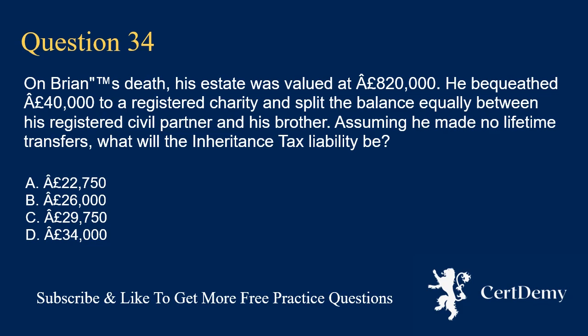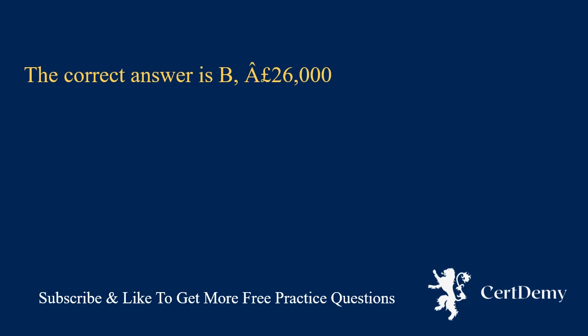Question 34. On Brian's death, his estate was valued at £820,000. He bequeathed £40,000 to a registered charity and split the balance equally between his registered civil partner and his brother. Assuming he made no lifetime transfers, what will the inheritance tax liability be? A. £22,750. B. £26,000. C. £29,750. D. £34,000. The correct answer is B. £26,000.